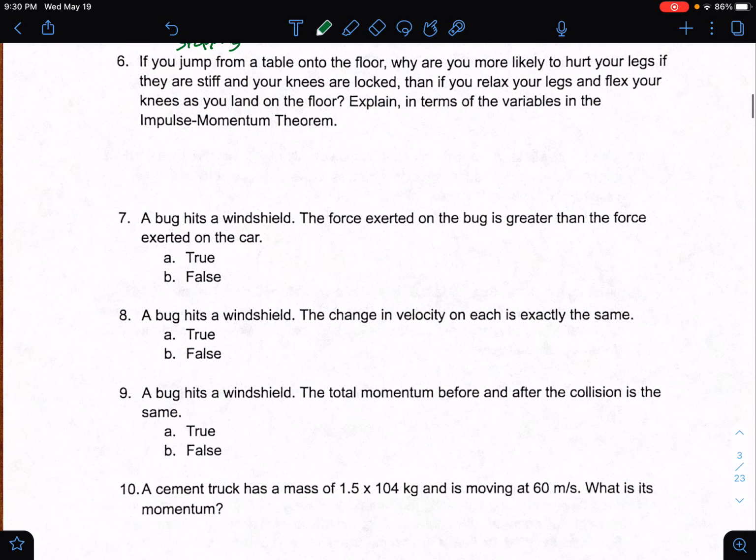Number 7, a bug hits a windshield. The force exerted on the bug is greater than the force exerted on the car. Okay, this is false. They both feel the same force. Just unfortunately for the bug, it's a little bit smaller than the car, so that's why it's going to lose that battle.